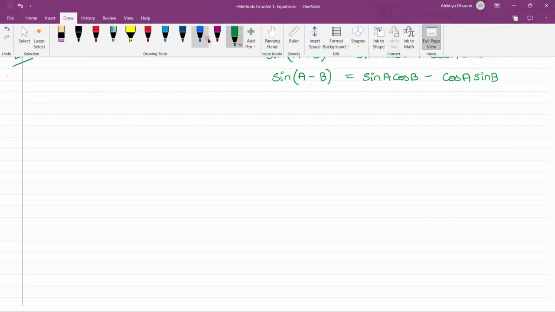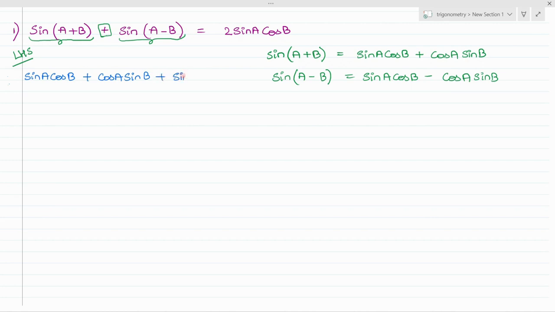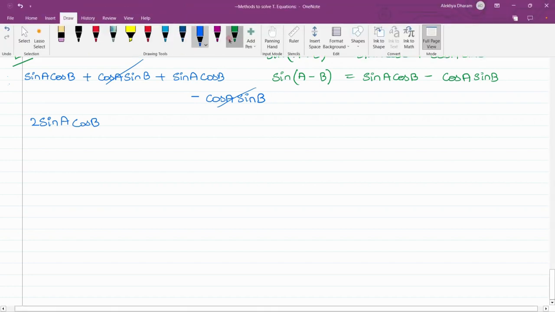So these are the basic formulas. So just substitute over here, which is sine a cos b plus cos a sine b plus sine a cos b minus cos a sine b. If you observe over here, we can just cancel these two, and the leftover part is nothing but 2 sine a cos b. So this is the required RHS.